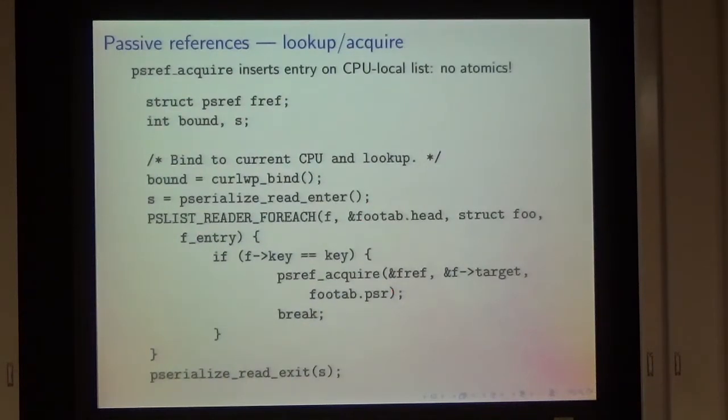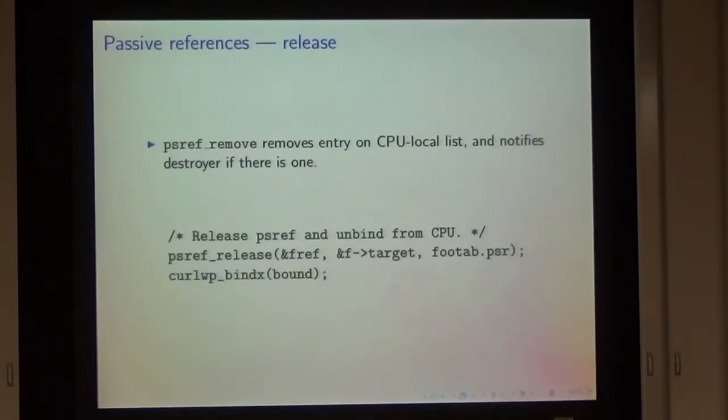Do a pserialized lookup, and all that we do to use the resource under the pserialized lookup is to do a passive reference acquisition, a psref_acquire. We allocated a little record on the stack for our reference. psref_acquire just puts that record on the stack onto the current CPU's list of resources in use. Then we exit the pserialized read section, and now we can use it down here. To release the resource, we just do psref_release, which takes our reference off the current CPU's list. And if there is anyone trying to destroy the resource, it notifies that thread. And then finally, we restore whether or not we were bound to the current CPU.